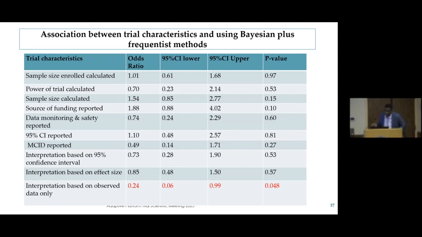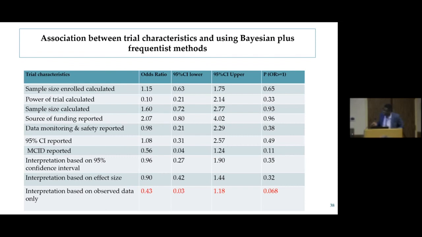One other thing we wanted to check was to see if there was any factor within any characteristics of the trial that could predict trialists using Bayesian or frequentists. And to surprise you, we couldn't find any. We could not find any of the trial characteristics that could predict whether a trialist will use Bayesian or frequentists. So that summarizes what we found in the paper.